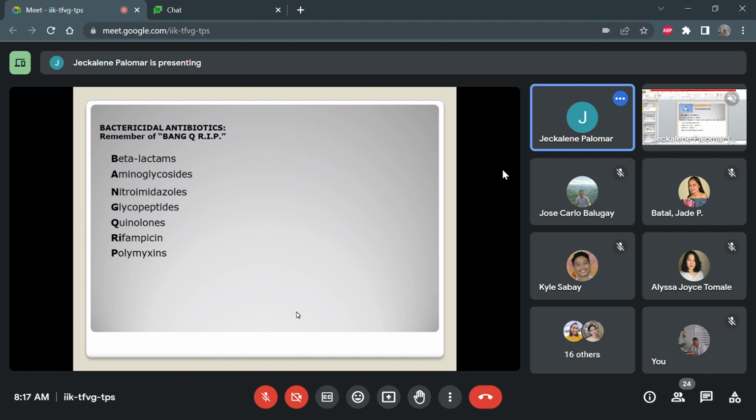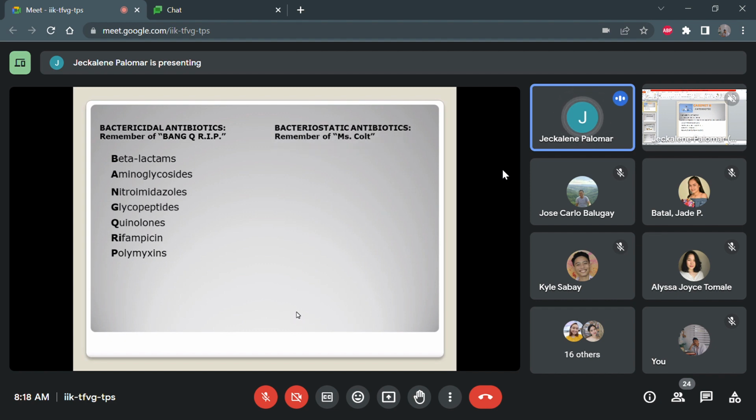So, in our pharmacy, which antibiotics do we have under bactericidal? Okay, beta-lactams. Okay. What else, guys? Aminoglycosides, glycopeptides, quinolone, rifampicin. Polymyxins, wala man siguro. Polymyxins is an antifungal. So let's proceed.